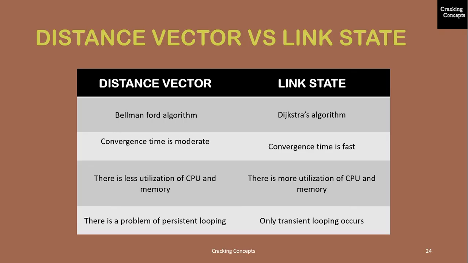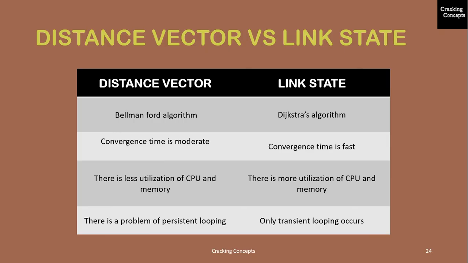Now let us look into a comparison between distance vector routing and link state routing. Distance vector routing uses Bellman-Ford algorithm, whereas link state uses Dijkstra's algorithm. Now for distance vector, the convergence time is moderate. That is, good news travels fast as compared to bad news. Whereas in case of link state, the convergence time is fast. For distance vector, there is less utilization of CPU and memory, whereas in link state, there is more utilization of both.